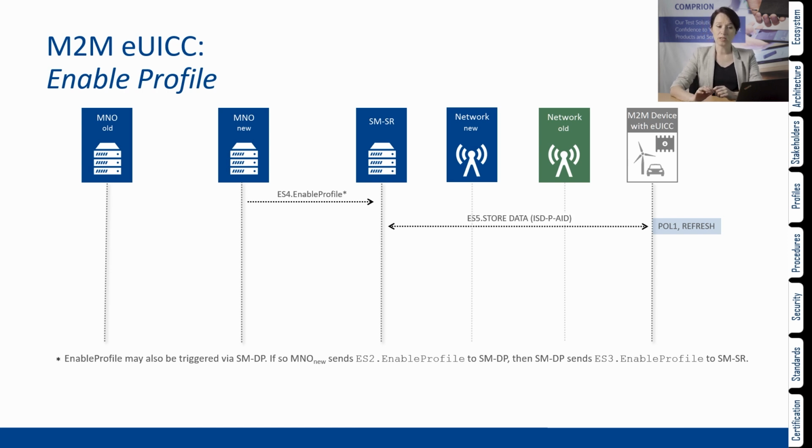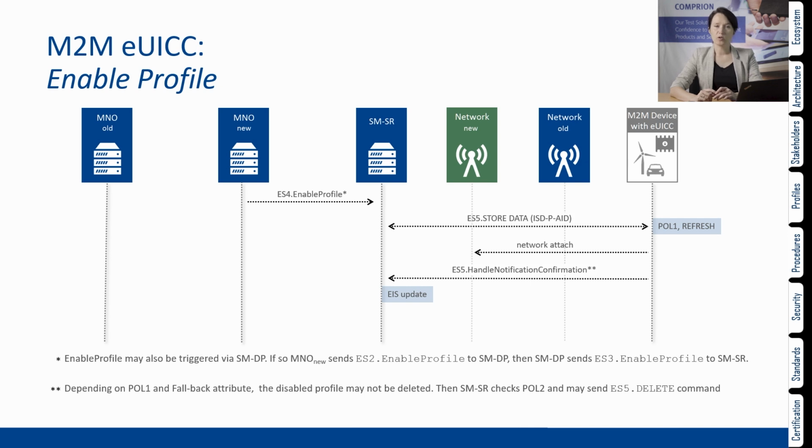As soon as the EUICC receives this command, it checks policy 1, whether it is possible at all to enable this profile, and sends a refresh from the EUICC to the terminal baseband to connect to the new network. This has been sent using the old network, and as soon as the terminal receives the refresh command, it attaches to the new network. In the next step, the handle notification confirmation is sent back to the SMSR.